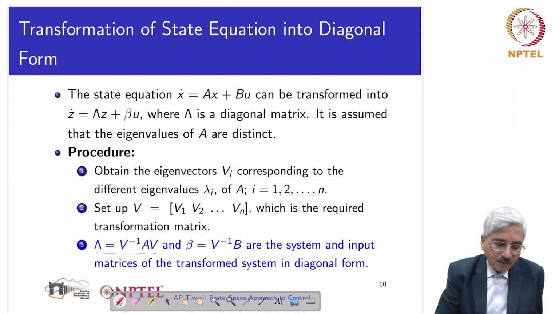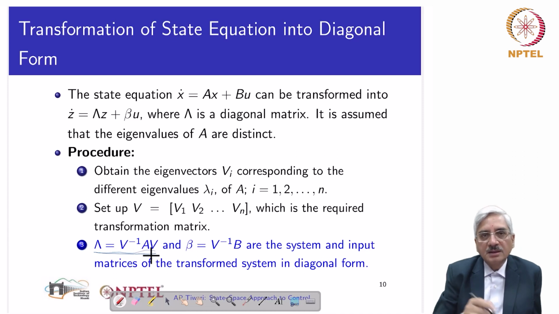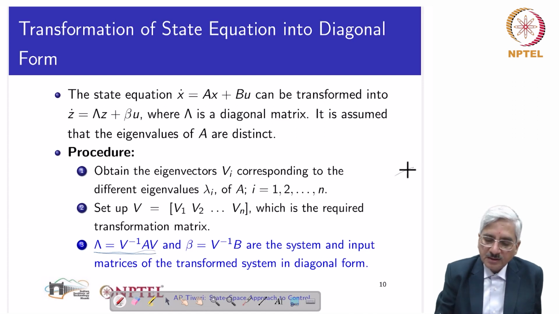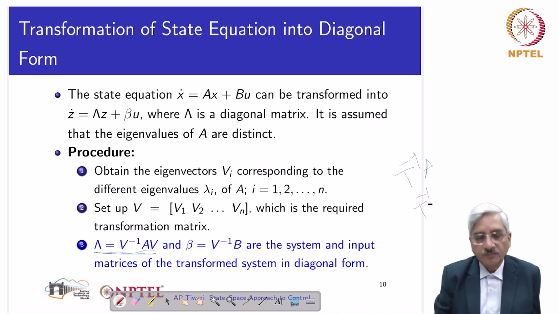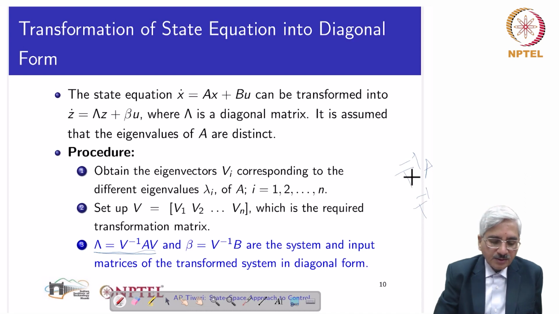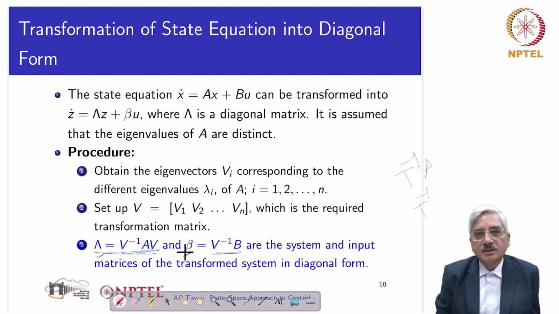So the diagonalized system will be lambda equal to V inverse AV, because we saw in the previous video that the transformed system is T inverse AT, that is the system matrix, and T inverse B is the input matrix. So here, because T is denoted as V, the transformation matrix is V, we have V inverse AV will give the new system matrix, and V inverse B will give the new input matrix.